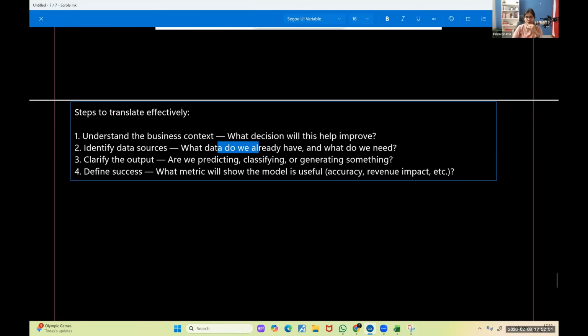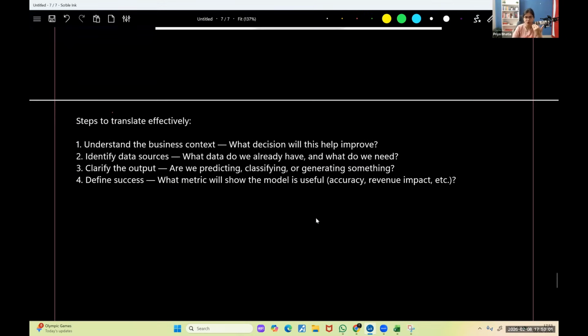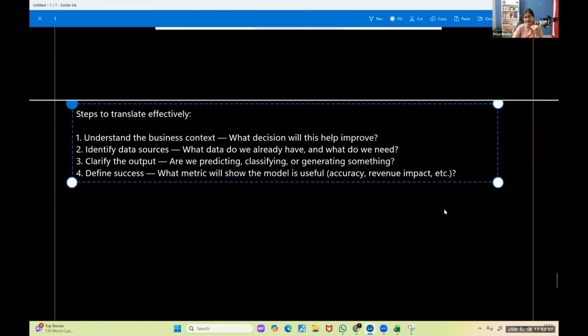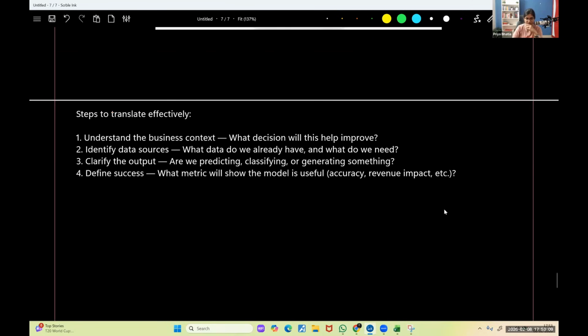Then you will clarify the output. Are we predicting? Are we classifying? Are we generating something? Then you will define the success. Success means what is the final evaluation metric I will use here to define the accuracy, the revenue impact, and other important measurables. That is how we will be able to translate any specific business use case to a data science problem.